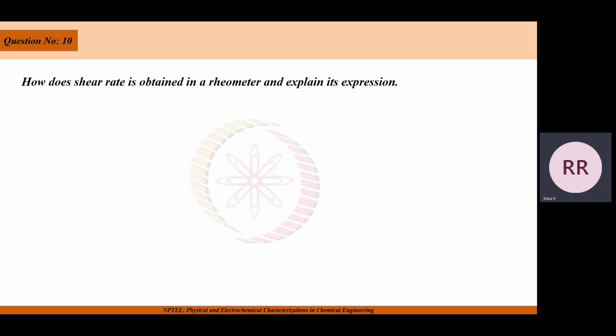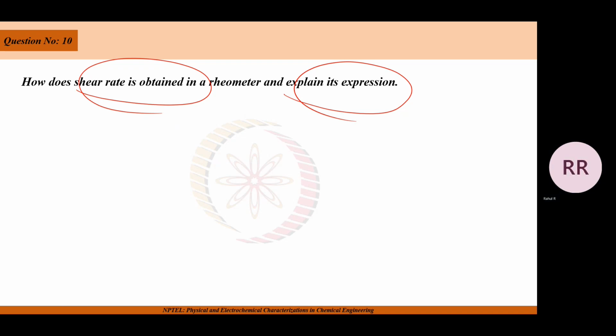So the question is, how is shear rate obtained in a rheometer, and explain its expression. First question is, how shear rate is obtained in a rheometer, and then we have to explain the expression corresponding to it. Just think about it for a while, then I'll let you know the answer.